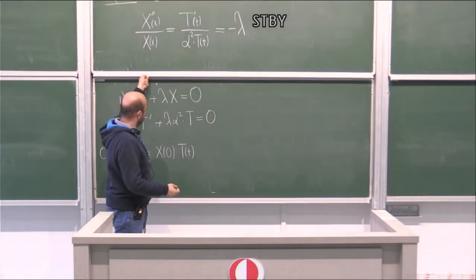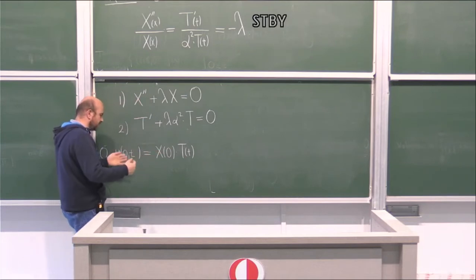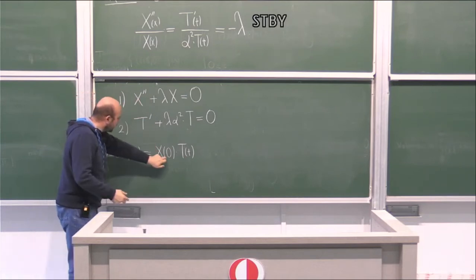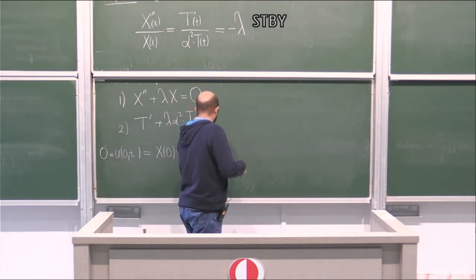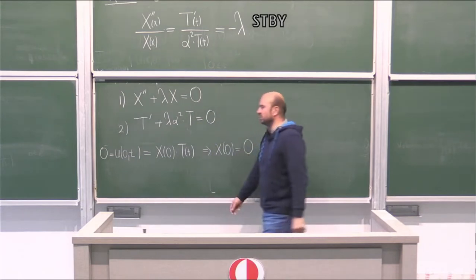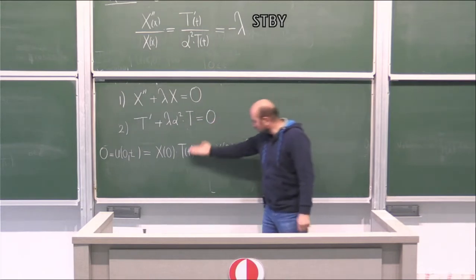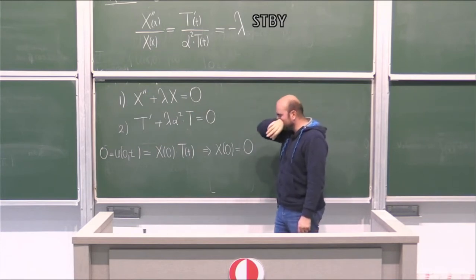So if I use this 0, I will get the trivial solution. That means that if I want to get something non-trivial, then this must be 0. So this implies you should take this condition, X of 0 is 0. Again, this could be 0, but that gives you the trivial solution, which is u completely 0.